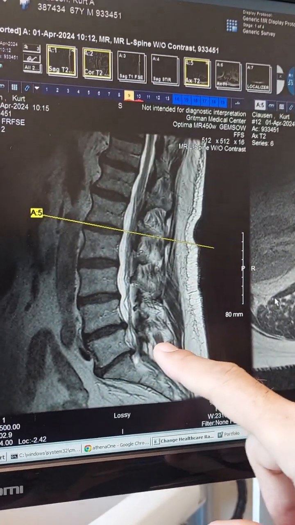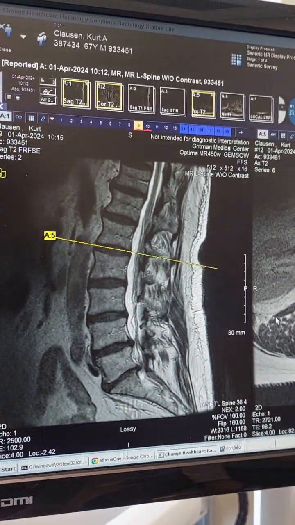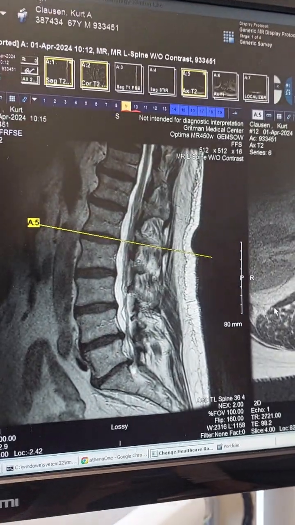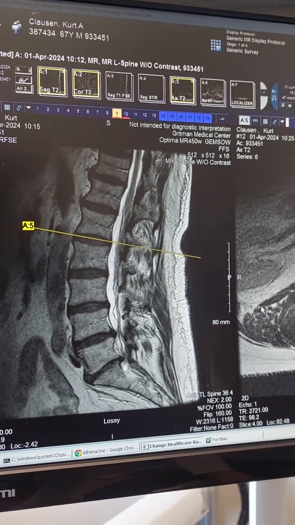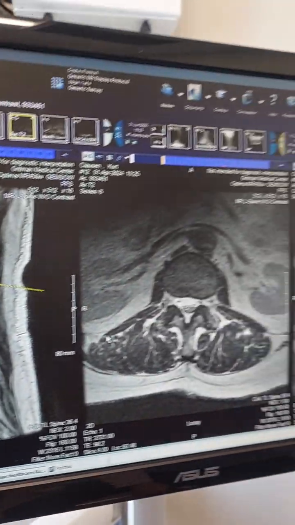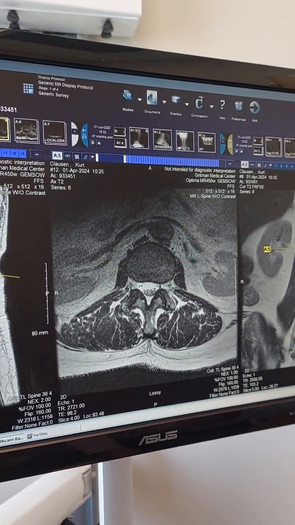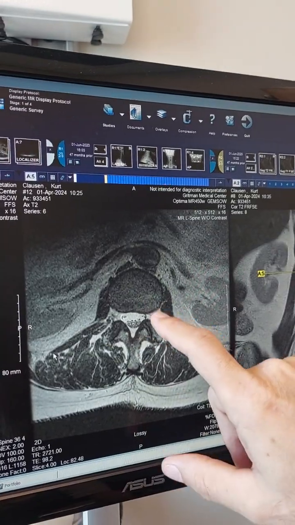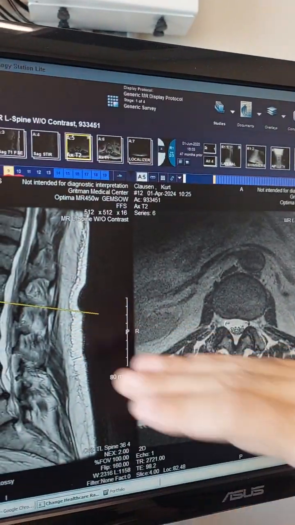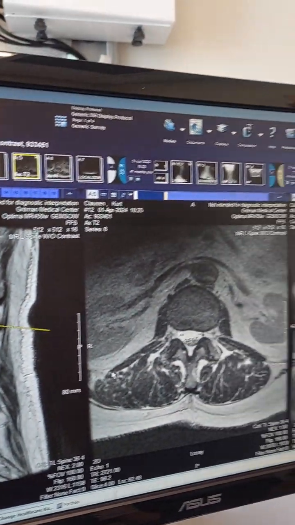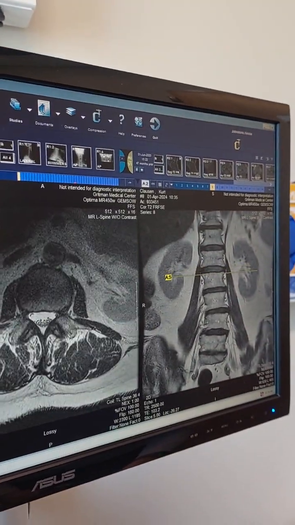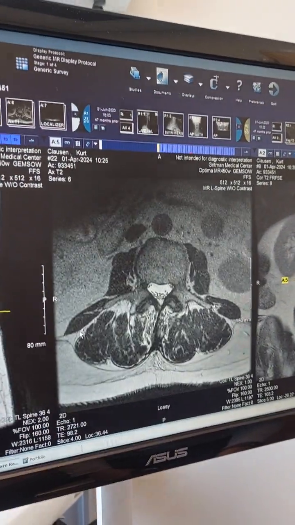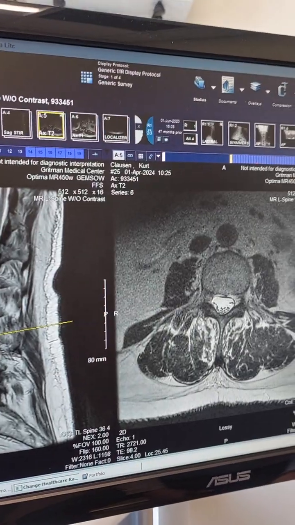So this view is paper-thin slices going through you like this. This view is paper-thin slices going through you like this. This view is paper-thin slices going through like this. The yellow line represents, in the other field, that slice, and that slice.